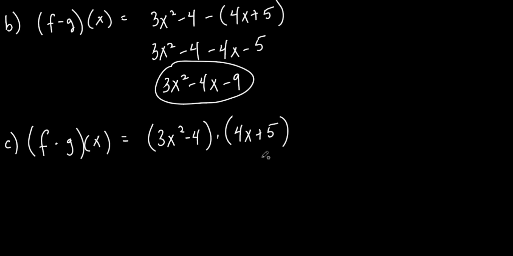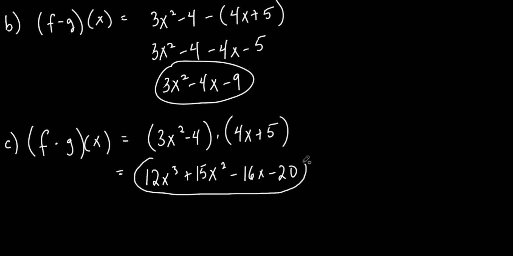How do we multiply this together? Just do a little FOIL. Okay, so 3x squared times 4x is what? 12x cubed. 3x squared times 5 is plus 15x squared. Minus, right, because of that, 4 times 4x is 16x. And then another minus 4 times 5 is minus 20. Can you simplify anything here? Nope. Just circle it, and that's it. It's just multiplying. Let's do one more.